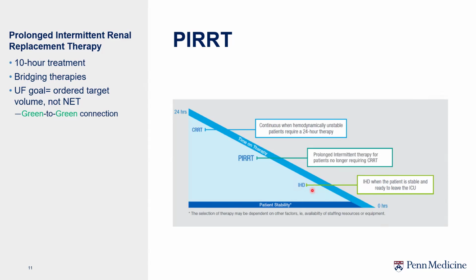Well, a lot of our patients, especially the ones that are in septic shock, are not stable enough to be removing 1 to 2 liters of fluid in such a short amount of time. So we actually put them on CRRT, again, the continuous, that runs over a 24-hour period. PIRRT is actually right here in the middle. So as our patients get better and are able to become more hemodynamically stable, we can go from CRRT to IHD, but bridging them with this PIRRT. And PIRRT is usually a 10-hour treatment. And again, the bridging therapies. And this is also a green to green connection like the CVVHD.